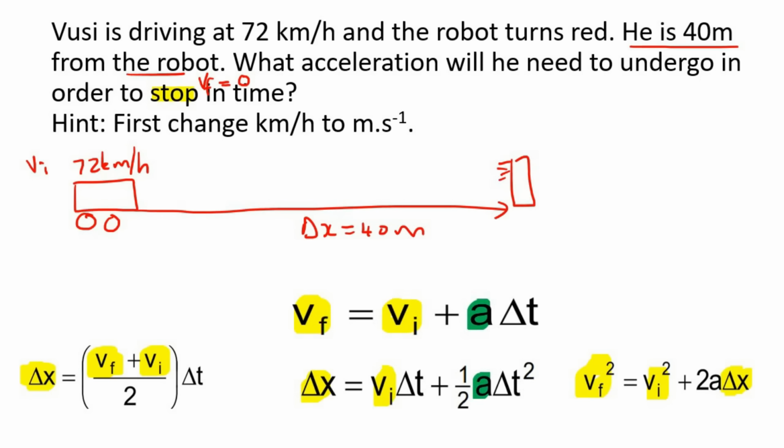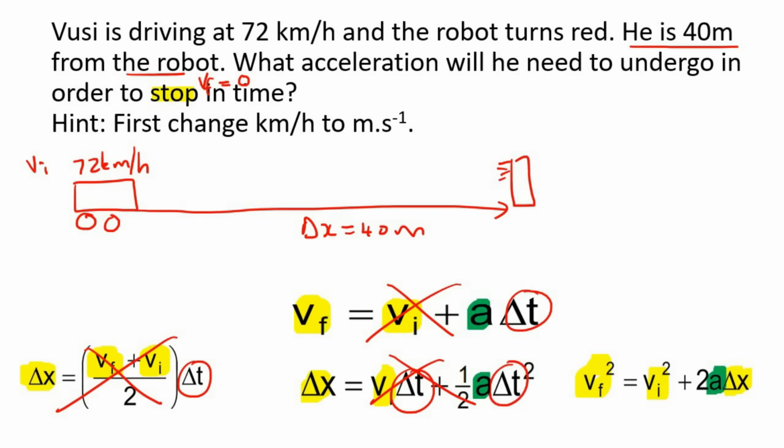So what is acceleration? All right, so if you look at all the formulas, we're not going to use this one because we don't have that. We're not going to use this one because we don't have that. We're not going to use this one because we don't have the time, but we can use this one because everything is filled in. So we can just say Vf squared equals Vi squared plus 2a delta x.